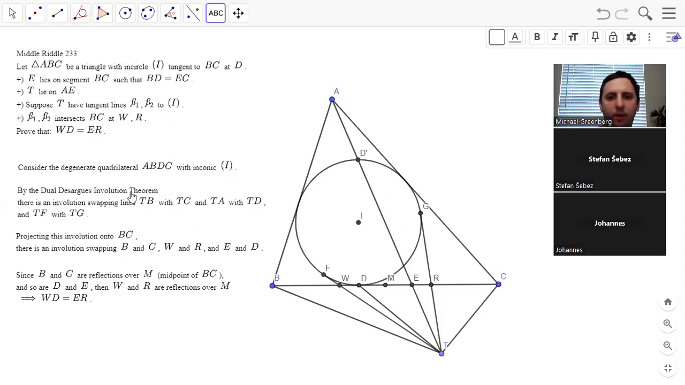So in the more general case, are there 4 tangents from this point to the conic? Is that what you're saying? No, in the more general case, we have some quadrilateral, and that has 6 points, and they come in pairs, and the involution swaps any 2 of these. And then it also swaps the tangents. Okay, all the tangents from this point to whatever the inconic is. Yeah.